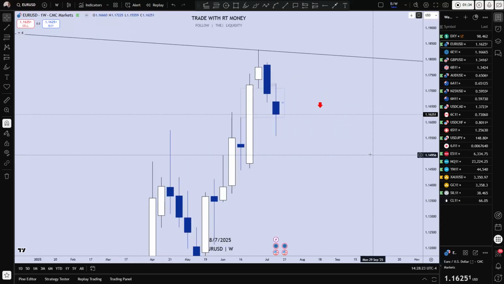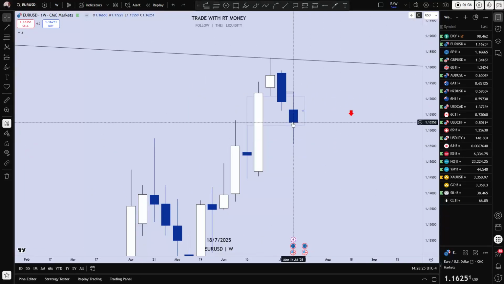What I want you to make note of is that we closed very strong past the previous week's range low. That indicates some bearishness to come. That indicates bearish order flow. We have some momentum to the downside, and it would signal that the likelihood is that the market will continue down next week, in the next candle.